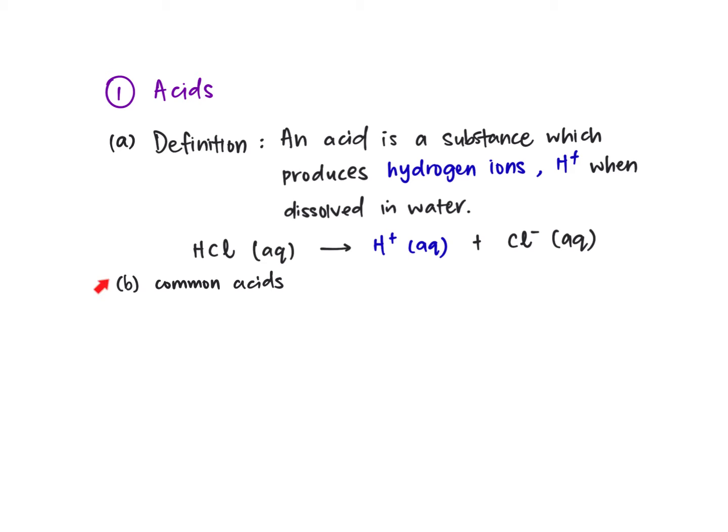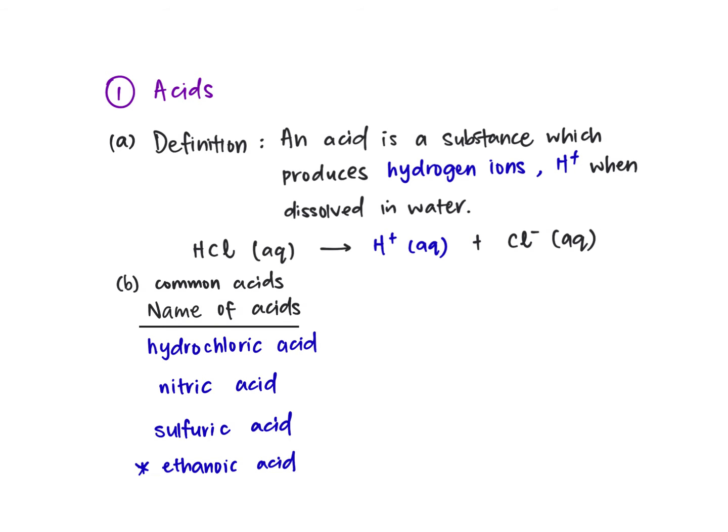Next, these are some of the common acids. We have hydrochloric acid, nitric acid, sulfuric acid, ethanoic acid for the O-level students. However, this is the common last topic. Let's look at the formula and the ions that is formed and dissolved in water.